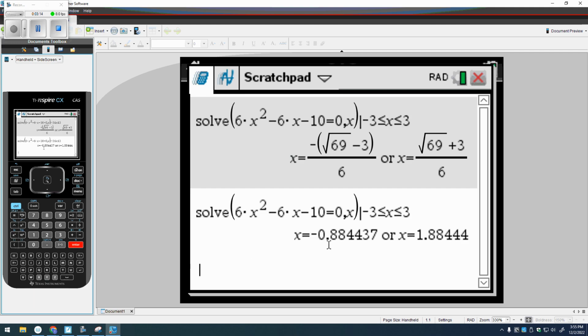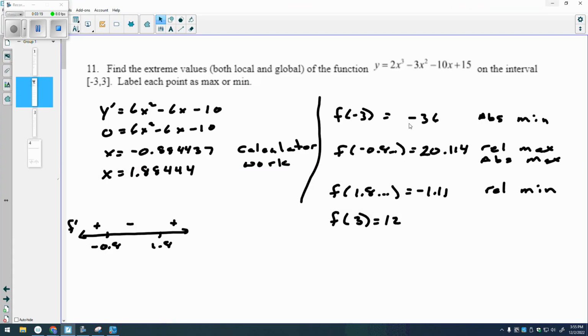Okay, so that's where I got my -0.88, the 1.88, etc. So that's where these came from. These are in my interval, so we're good to go. And then I want to check to the left of the -0.88, in between, and to the right. Why am I doing that? For my local or my relative extrema.